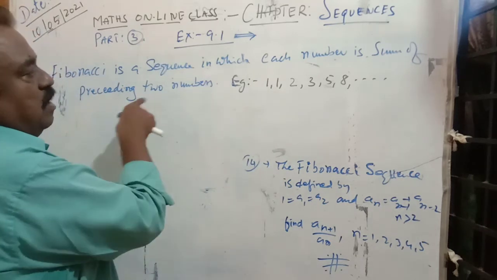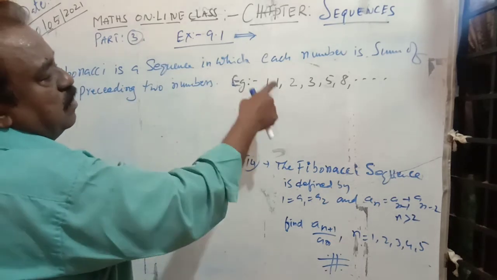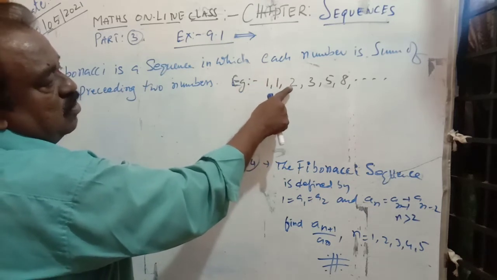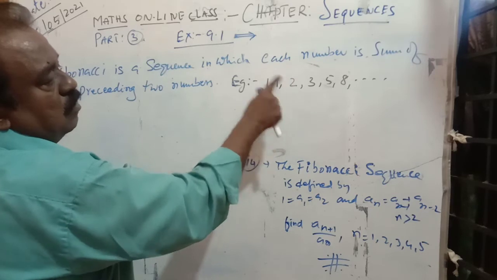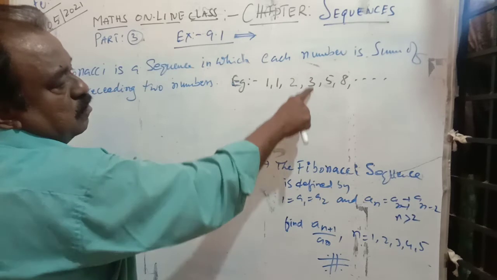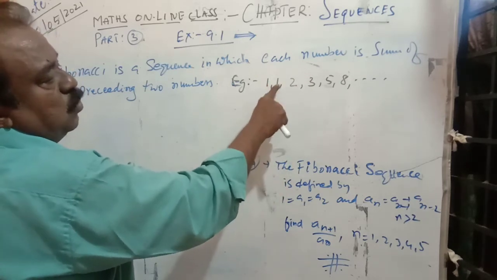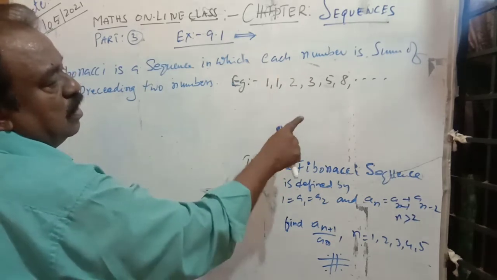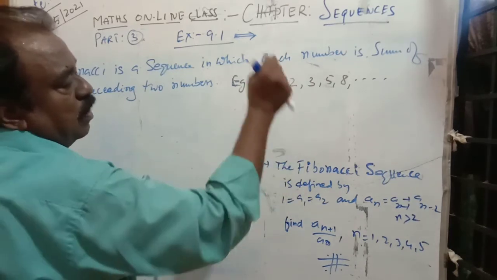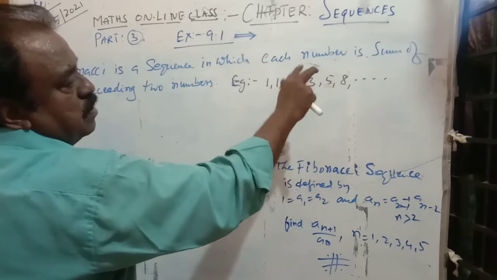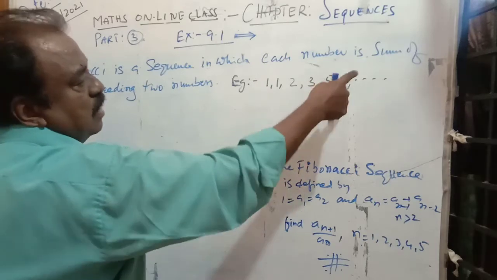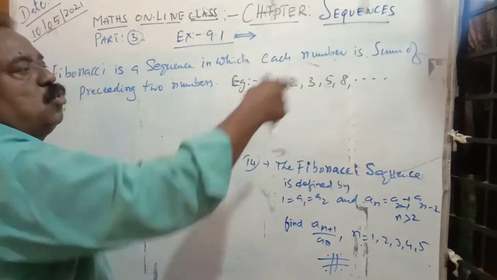Now we use this definition perfectly. 1 plus 1, the preceding 2 terms are 1, 1, for getting the third term. This is the third term. In order to get the third term, 1 plus 1 is 2. In order to get the fourth term, the preceding 2 terms are 1 plus 2, which is 3. In order to get the fifth term, the preceding 2 terms are 2 plus 3, which is 5. Next, the sixth term, the preceding 2 terms are 3 plus 5, which is 8. Like that, next it is 13, next it is 21, and it goes on.